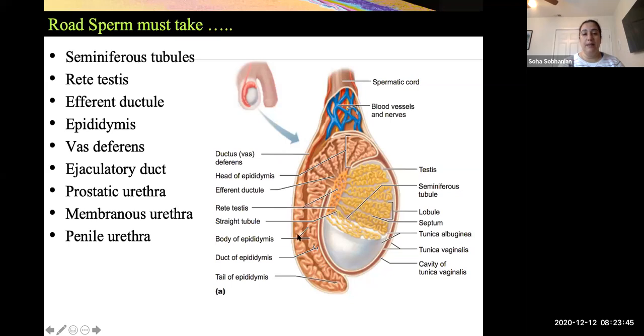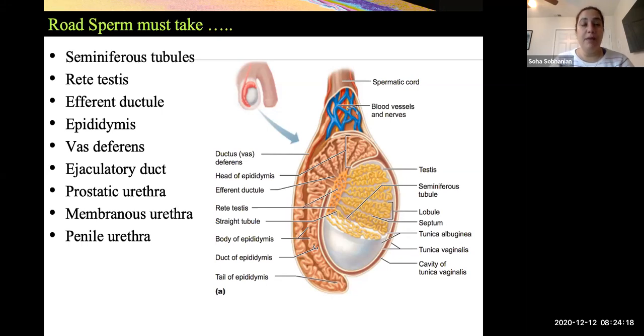As the epididymis finishes its job with the sperm, the sperm moves up through this tube right here called the vas deferens, or ductus deferens. It goes through another tube called the ejaculatory duct, and then eventually goes through the 3 different parts of the urethra, which was mentioned during our urinary system last time. So we have the prostatic urethra, membranous urethra, penile or spongy urethra, and eventually out of the body.